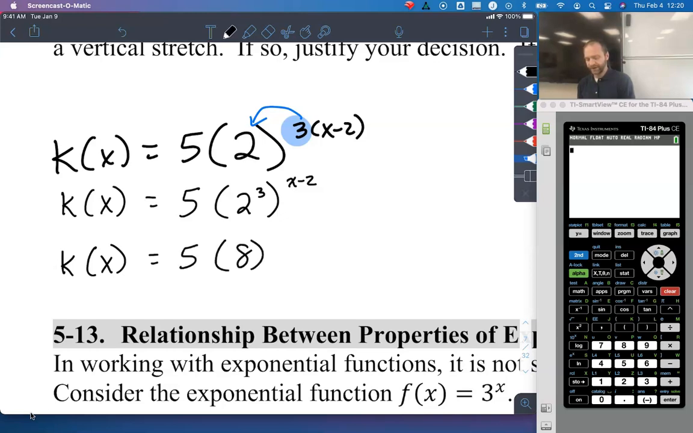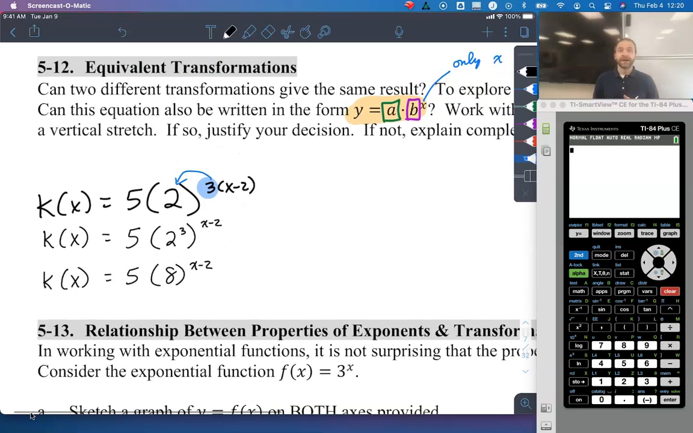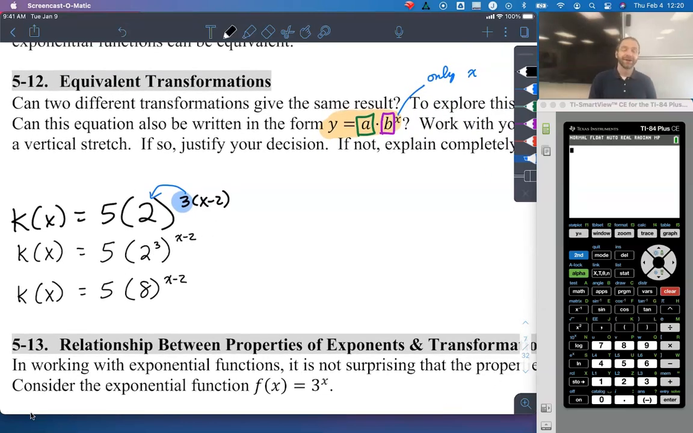So this is what I have right now. And you may go, okay, well, let's see what we want. Well, we want a coefficient. Okay, well, I got one. I don't know if it's the right one, but I have one. I want a singular base. I have 8, so that's good. But x needs to be all by itself. And right now it says x minus 2.